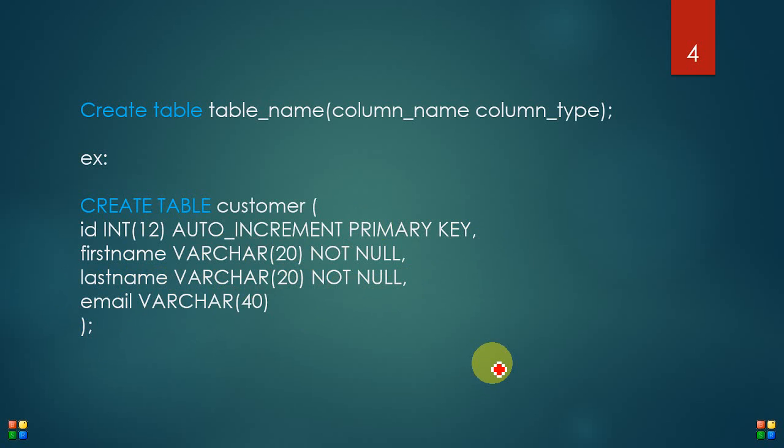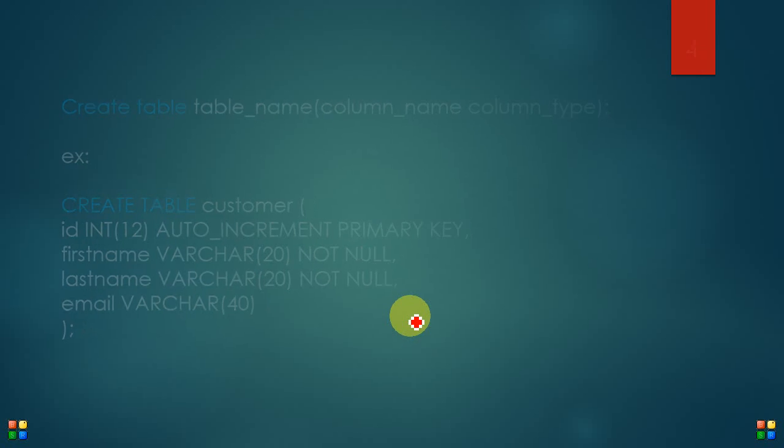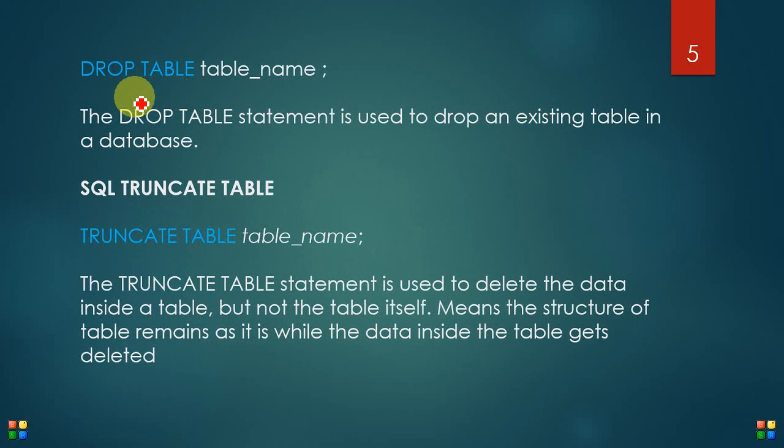So if you run this query, you can make a table with the ID, first name, last name, and email. Now guys, drop table is used to delete the table in short. The drop table statement is used to drop an existing table in a database. If you run this query, drop table and the table name and semicolon, it will delete your table entirely.